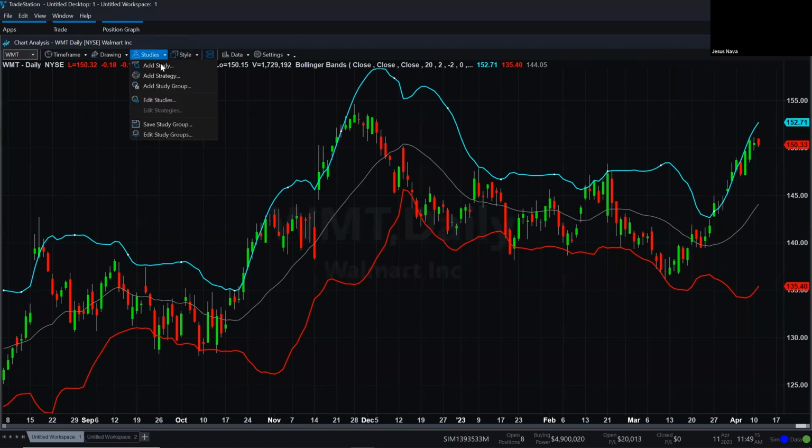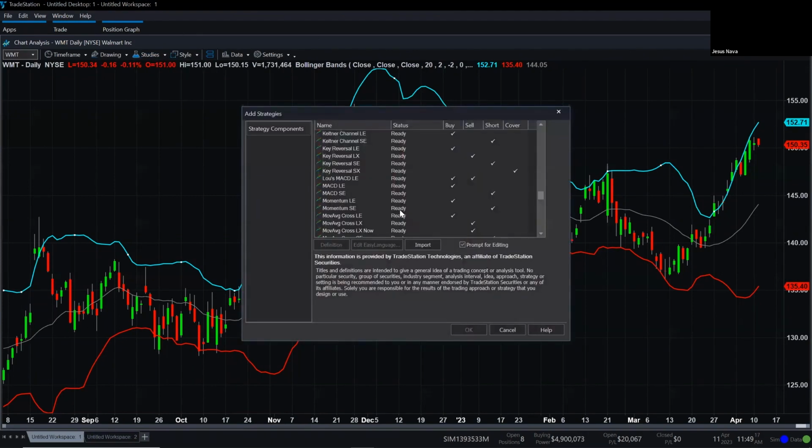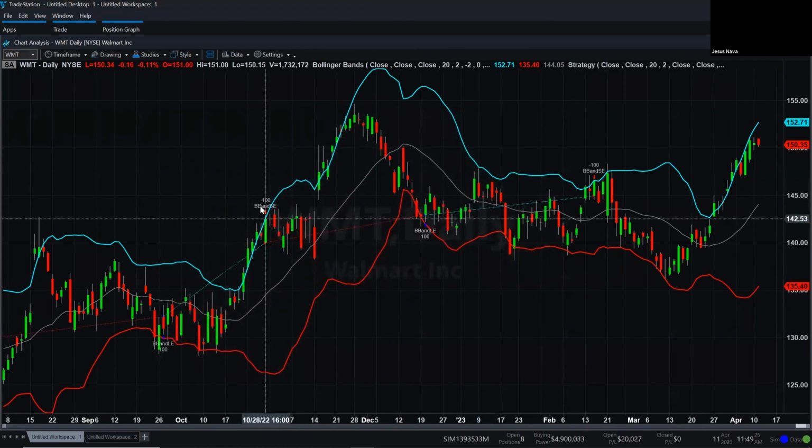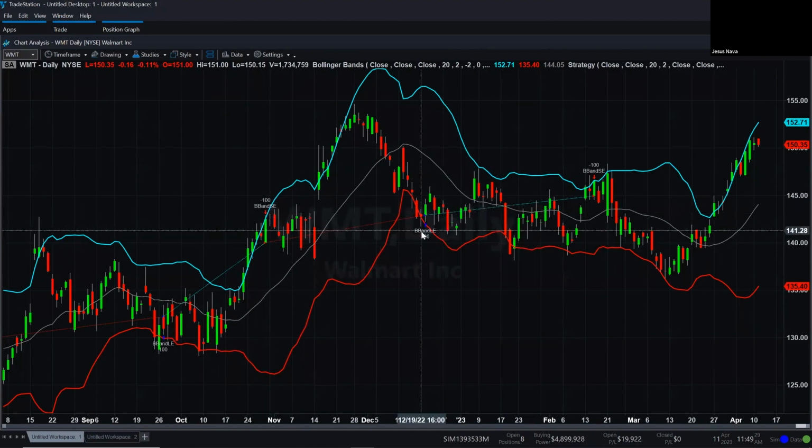So if I go here to studies, add strategy, and I use the Bollinger Band strategy, you're going to see that on these upper breakouts, we have a short entry. And on the lower breakouts, we have a long entry. It's like an inverse strategy. It's reached an extreme, and we're betting that the price will go in the opposite direction.